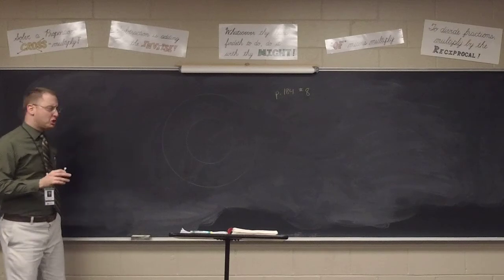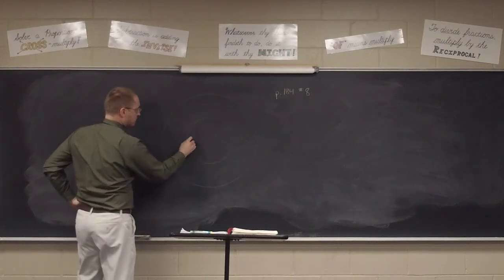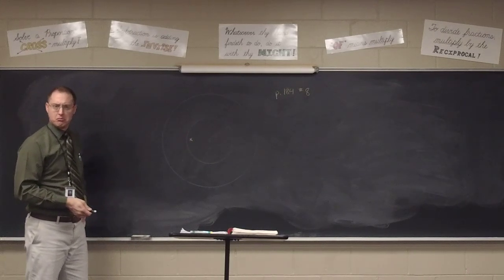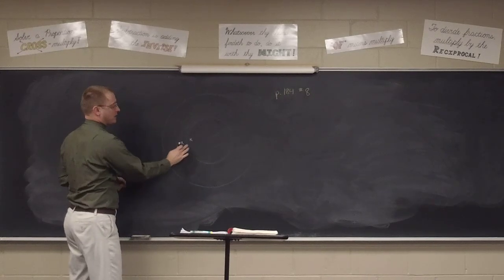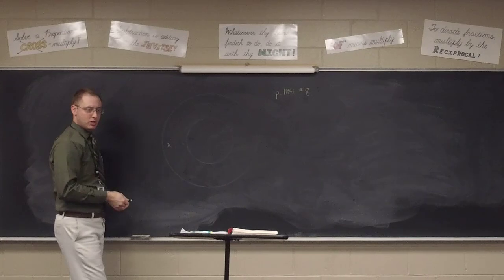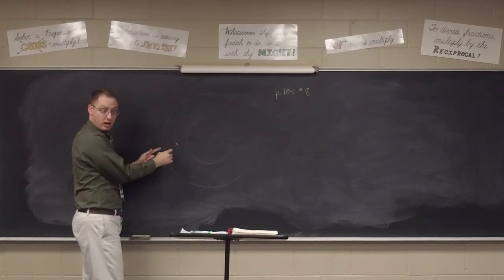Equidistant from two concentric circles. Would this point be equidistant from those two circles? No, it's clearly closer to the small circle than it is to the big one, right? Would this point be equidistant? No, it's still closer to the small one. Would this point be equidistant? No. To be equidistant, it really has to be right in between, right?